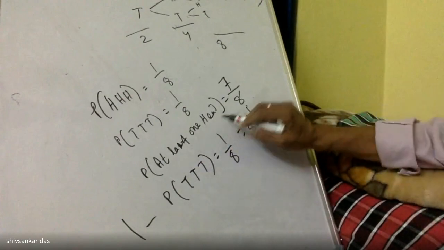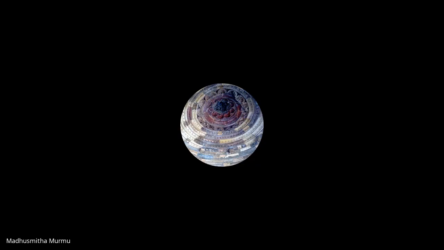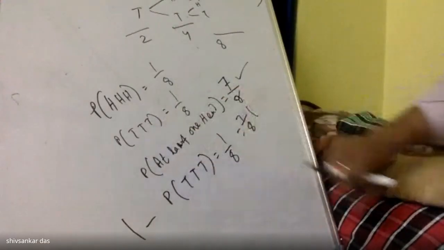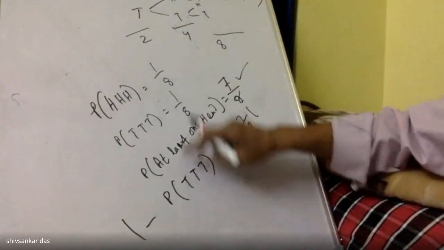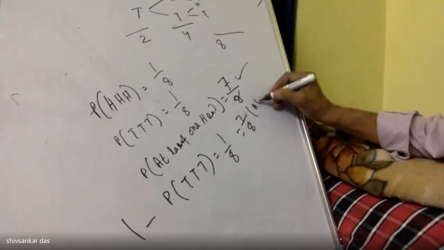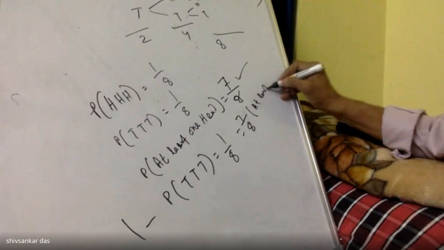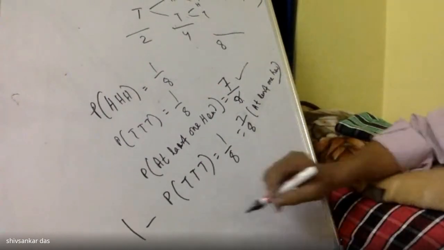At least one head is equal to 7 by 8. Is it clear up to this? Yes sir. Then I am saying 1 minus all tail is equal to 7 by 8, which is at least one head. Any problem in this?